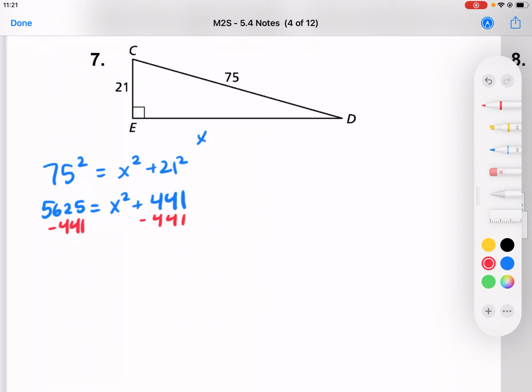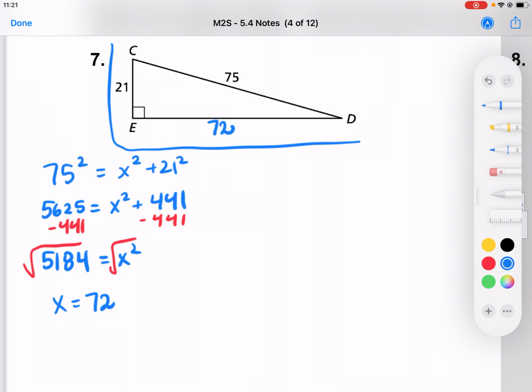So 5,625 minus 441 is 5,184. And then the last thing you do with Pythagorean theorem is you take the square root of both sides. And this one is an integer, which is awesome sometimes. So these were Pythagorean triples, if you remember that. So rather than put that x, I'm going to change that to a 72.